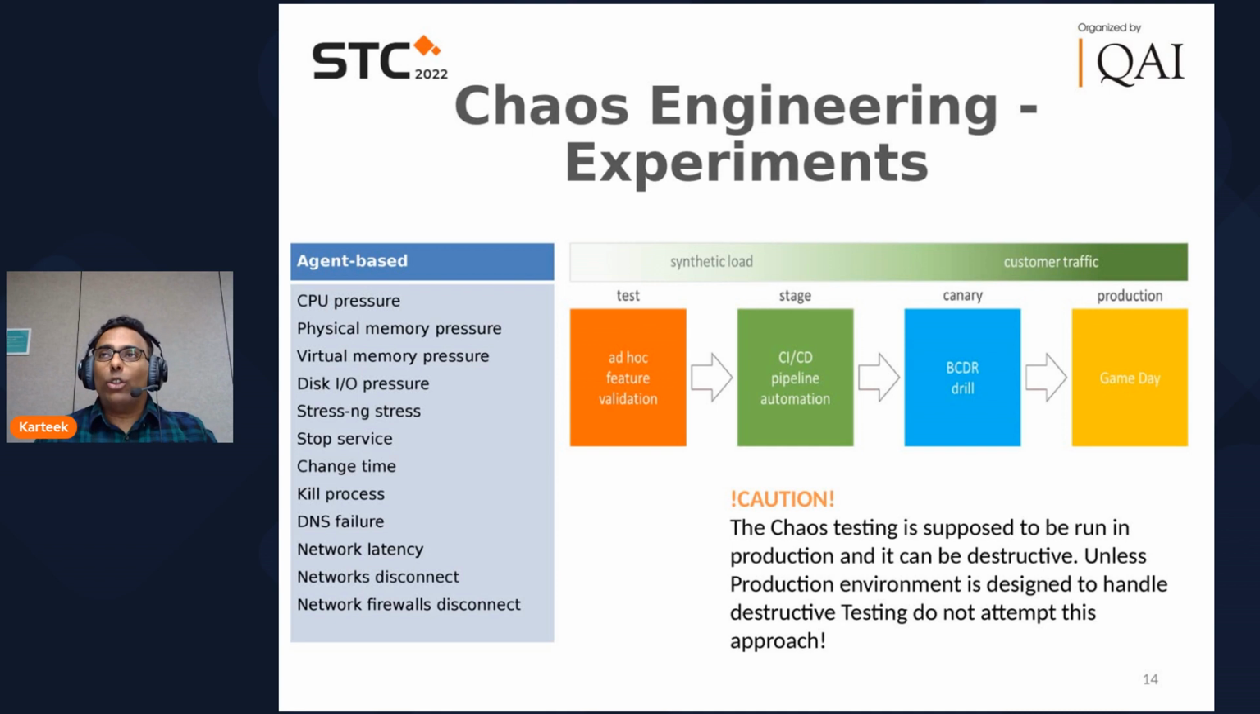So when I say chaos testing, it's never in isolation. Define hypothesis. Say, for example, VM, I took an example. We can have a CPU pressure, physical memory pressure. These are all various experiments that we identified for virtual machine. Then we ran a traditional performance test. While my traditional performance test was running, we triggered a chaos test in a staging environment.